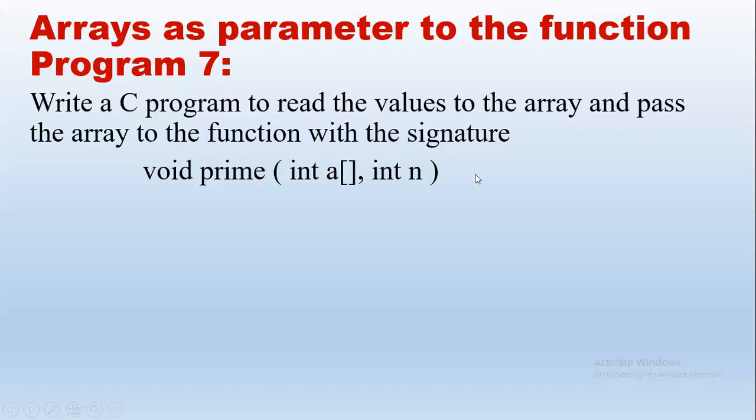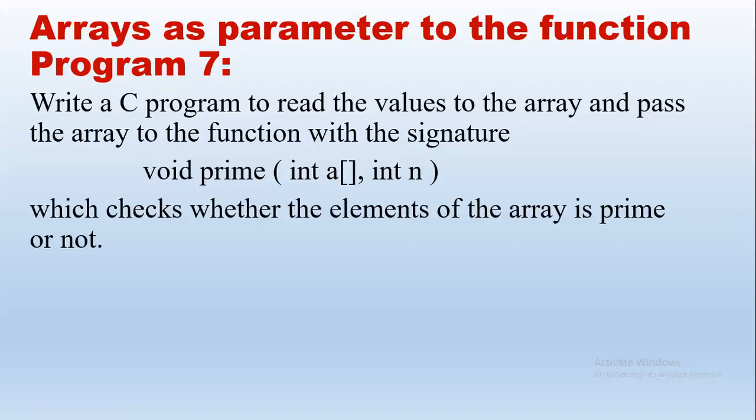Now what is the problem statement? Here the signature gives only this information, right? Now the problem says that we are passing an array and also the number of elements in the array. What should we do? We have to check whether each element of the array is prime or not, right? So what is a prime number? A prime number is one which is divisible by itself and one only. So this problem is about prime numbers. We have to check if each element of an array is prime or not.